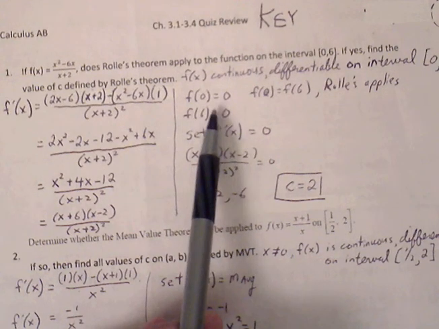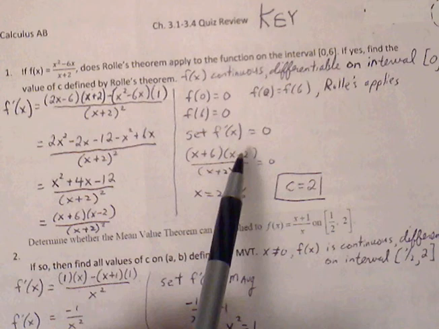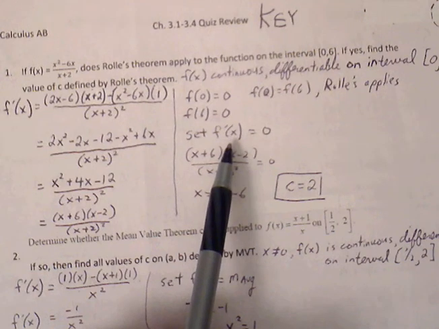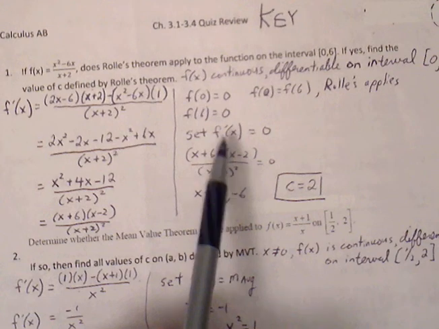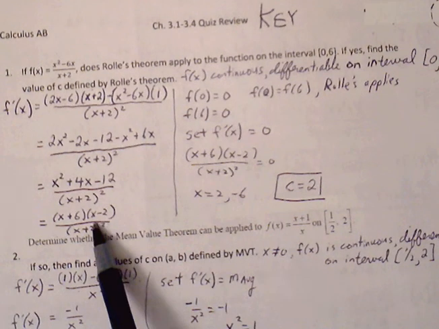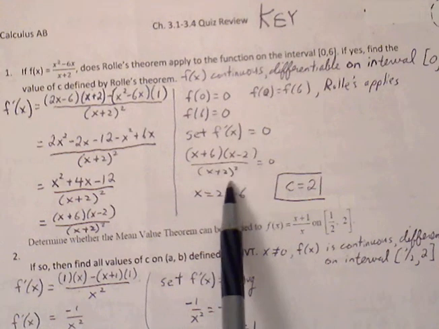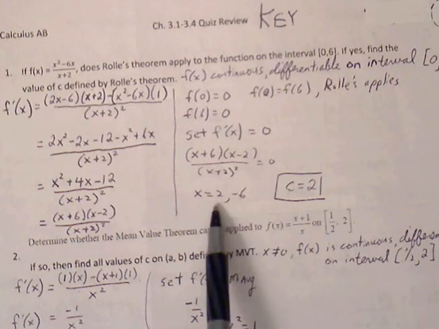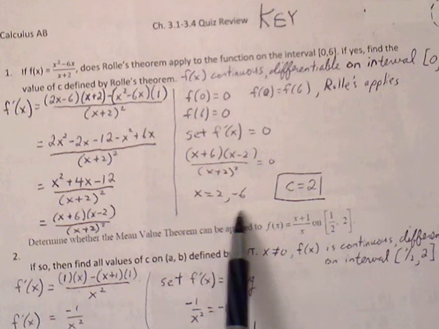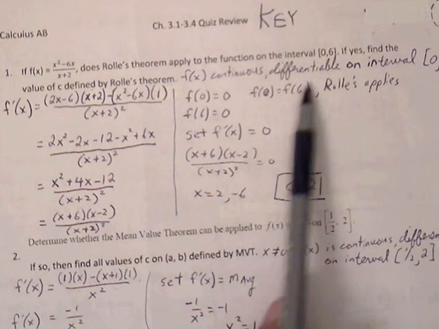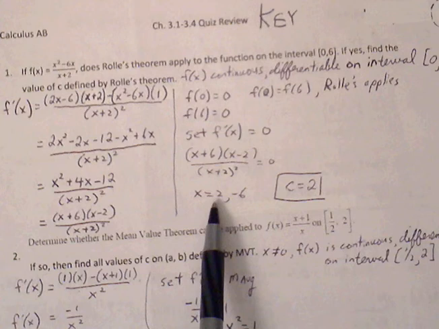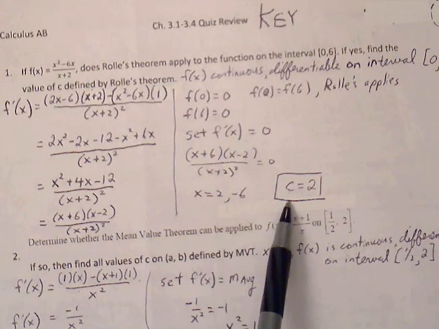If our average slope is 0, we can guarantee that somewhere on the curve there's at least one other point where the slope of the tangent line is also 0. So we set our derivative equal to our average slope, and if we do cross product, we're going to get x equals 2 and x equals -6. Now, -6 is outside the interval, so the only x value that we can guarantee is at 2, so c is equal to 2.